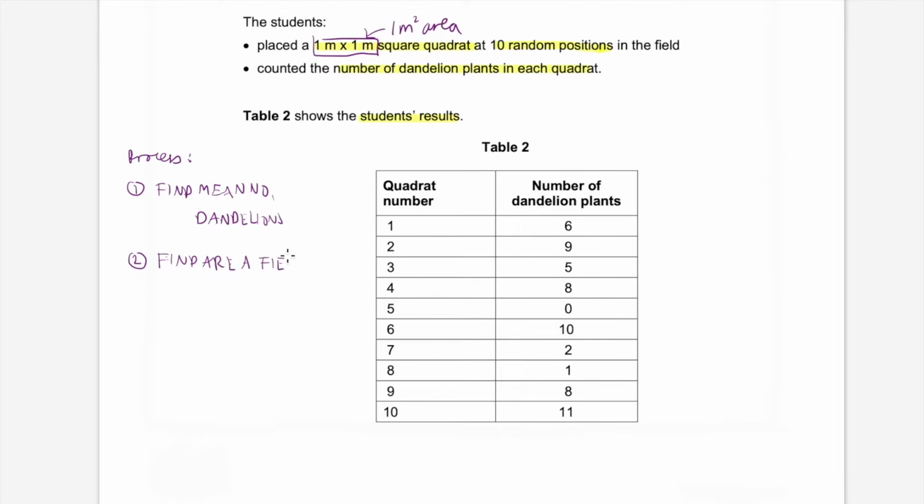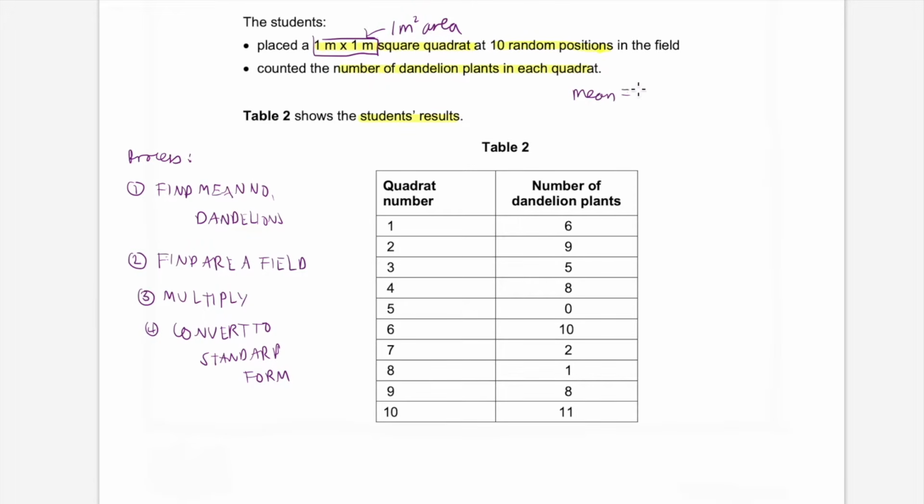We will then find the total area of the field. Now, since we know the number of dandelions per meter squared, we can multiply this by the total area of the field in meter squared to get an estimate for the total number of dandelions. We must then convert this to a standard form.